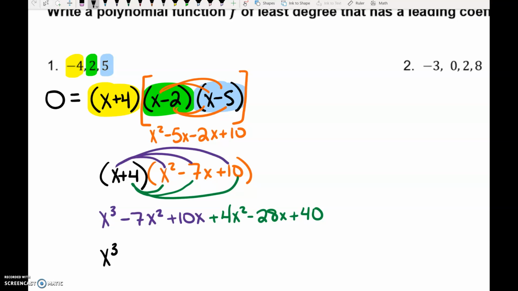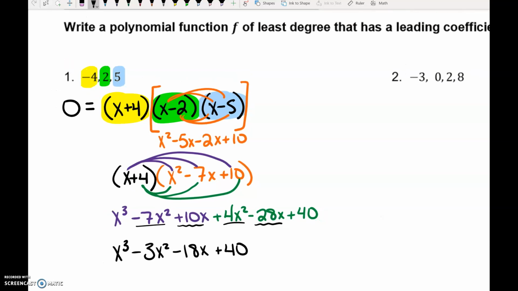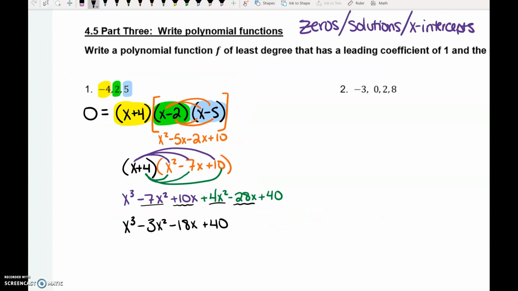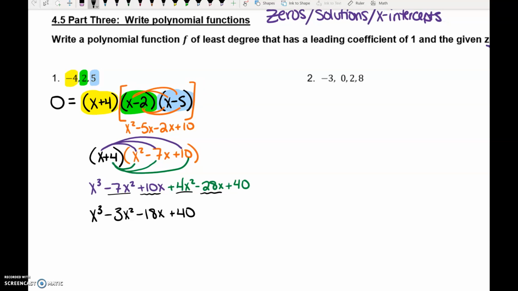Combining our like terms, we've got x cubed, -7x squared and 4x squared will give us -3x squared, 10x and -28x, that would be -18x, and plus 40. Write a polynomial function f. That means we want this answer to be f of x equals, that's just the name of the function, of least degree. The degree of this is 3.